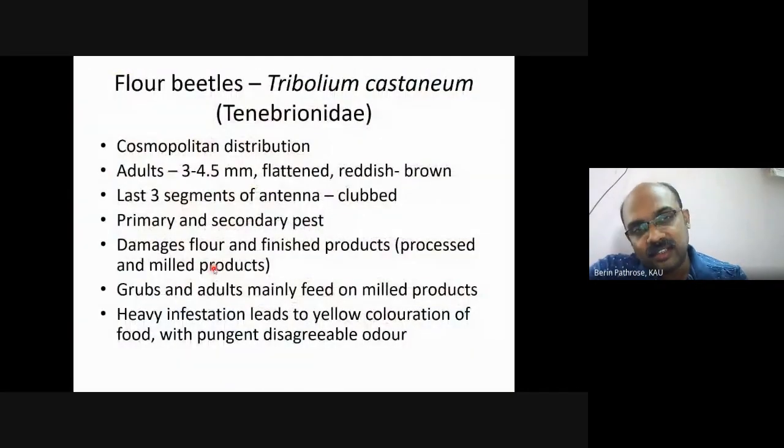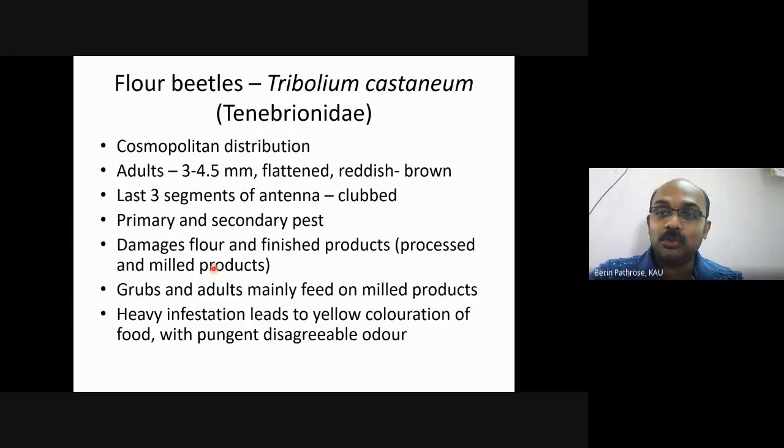Coming to the next, that is flour beetle, Tribolium castaneum. The family is Tenebrionidae. This is one of the most cosmopolitan pests in the world. It's seen almost everywhere in the world, irrespective of the weather pattern, whether it is a tropical scenario or a temperate scenario. Flour beetles are present. Has anyone seen a flour beetle? That is an extremely common insect.